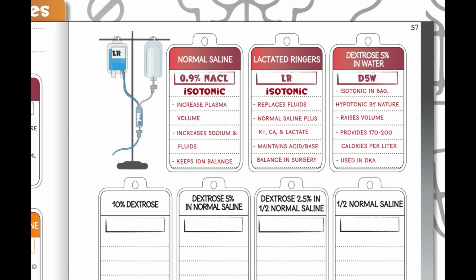And we also use this fluid in DKA. Now, why would we use dextrose? So DKA is the result of hyperglycemia or high blood sugar, right? And now why would we want to put more dextrose into somebody with DKA? Well, we don't initially. So when our patient isn't stabilized in their blood sugar per se, we have to bring that blood sugar down through insulin, right?